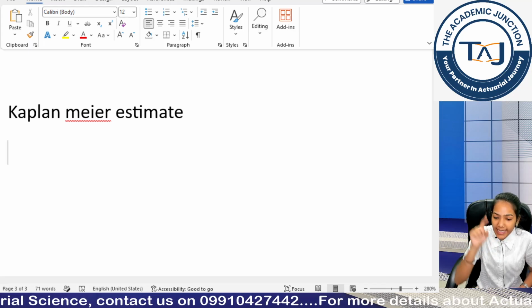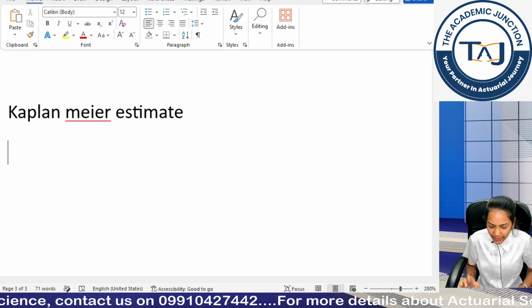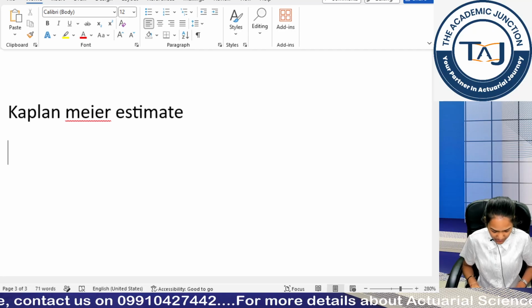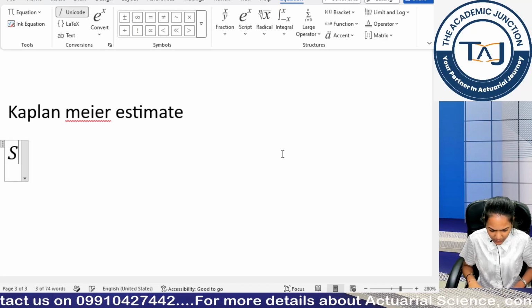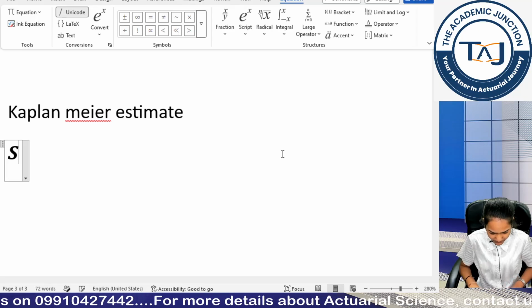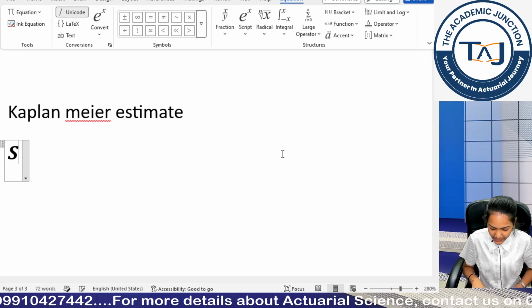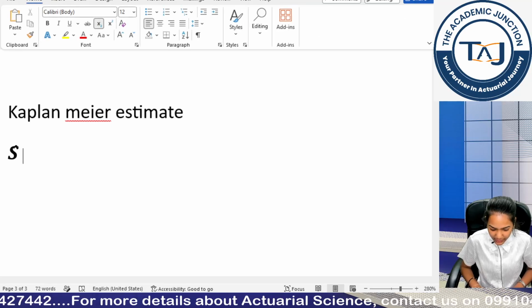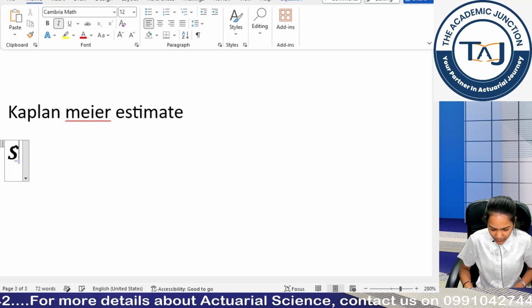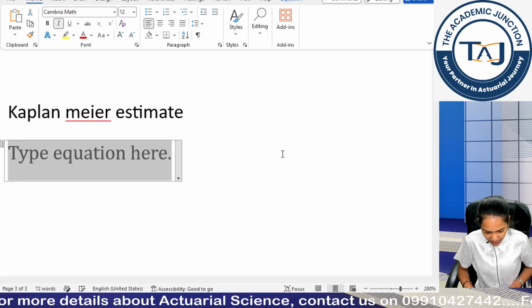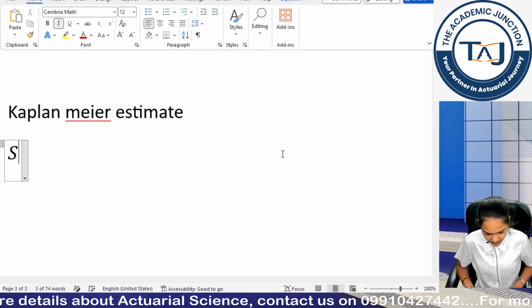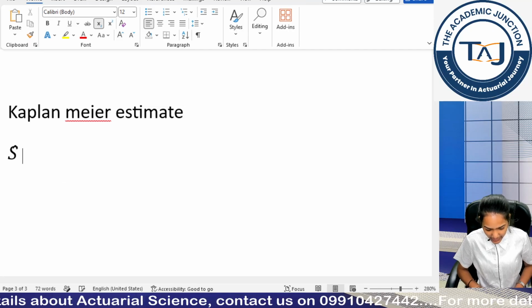It's S hat KM(t), right? So first try writing this. So let's use equationator first. So we have S hat. So backslash hat. Okay, this is getting bold, just a minute. Yes, S hat.